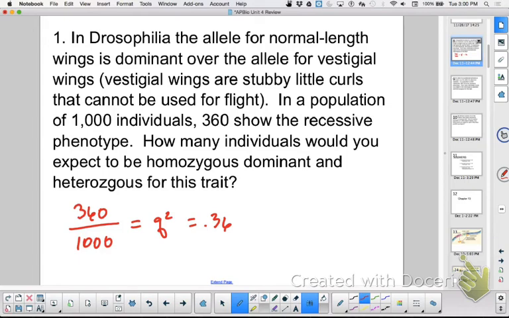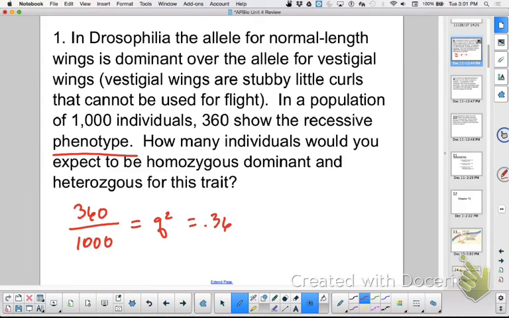So you don't have to square it again. Like 360 over 1,000 doesn't equal q, and then you square that. No, it doesn't equal q because I told you it's the phenotype. A phenotype is coded by 2 alleles, so it is your q squared. 360 of 1,000, so 36% show the recessive phenotype. Do you understand that part? 360 of 1,000, so that's 36% of them show the recessive phenotype. So now I know q squared equals 0.36.